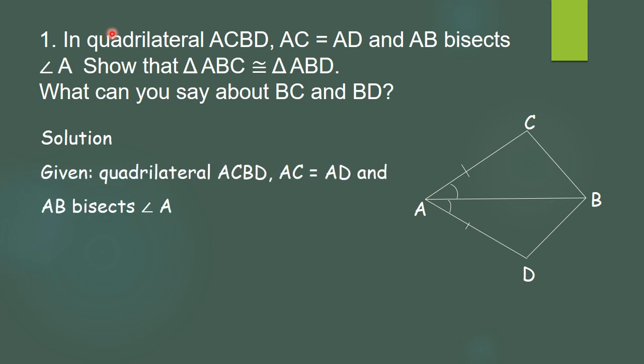So what is given? That is the same as what is given in the question. So copy that out. That is, in quadrilateral ACBD, AC is equal to AD and AB bisects angle A. Prove that, that is also given. And they have asked what you can say about this. Correct? So that we will give as the answer afterwards.